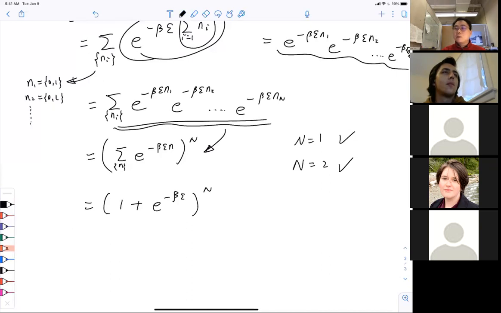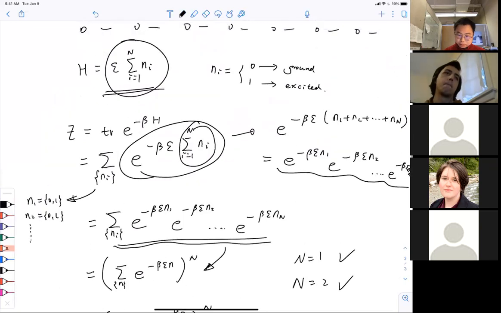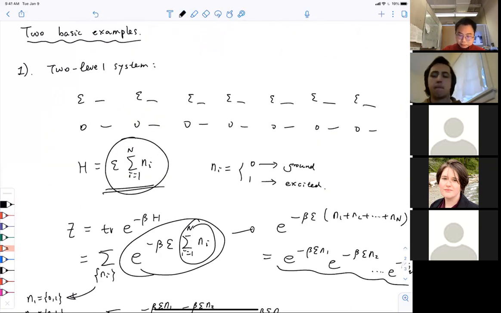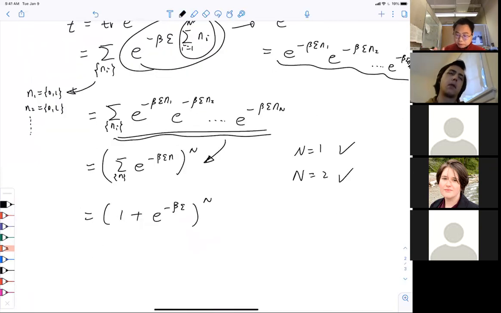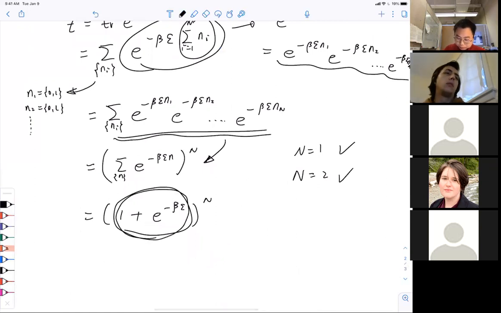Or equivalently, physically it makes sense, right? Because these n copies of the system are independent of each other. So you basically take one system, this is the partition function of one system, and then take it to the nth power. There should be no cross term.